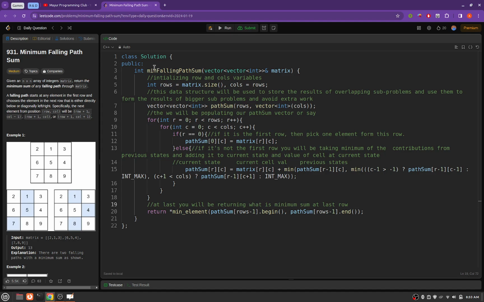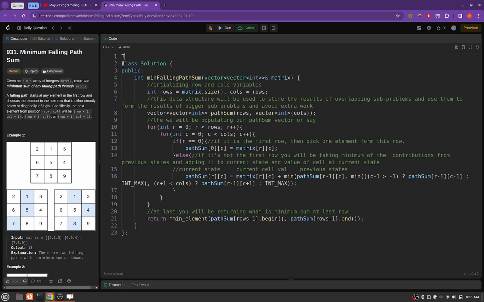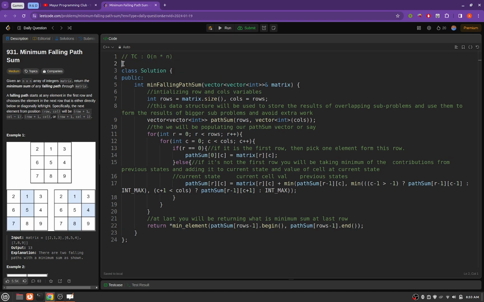And before ending the video, I forgot to mention the time and space complexities of this particular approach. So the time complexity will be order of n cross n, where n is the size of the matrix or the number of rows, and space complexity wise, since you are using a 2D vector or array, it will also be order of n cross n.